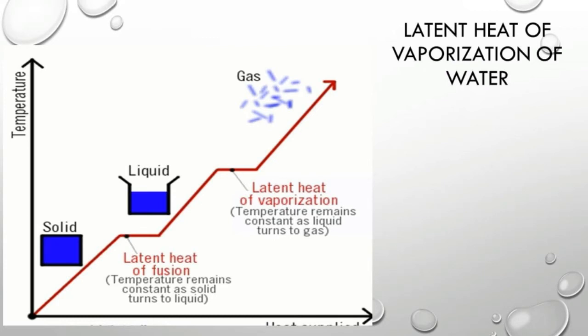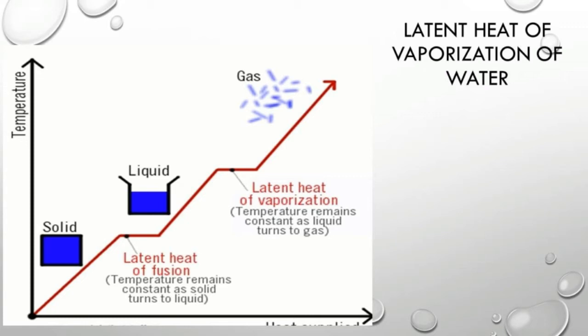Latent heat of vaporization of water. When water attains the temperature of 100 degrees Celsius, it starts changing its state from liquid to gaseous state. However, the temperature of water does not rise above 100 degrees Celsius. It is because the supplied heat energy only changes the state of the boiling water.